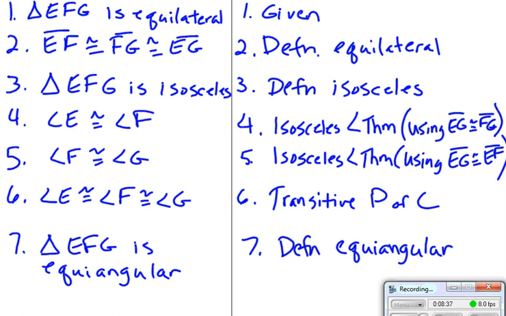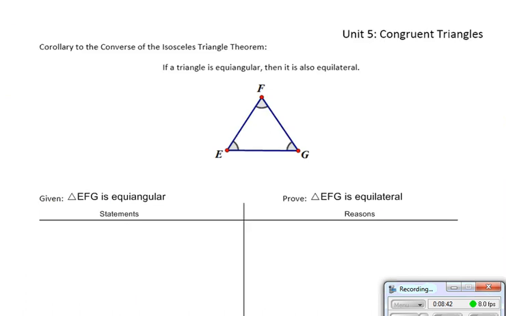Again, I want you to think of a converse. If we're going to do the converse, we need to flip things around again. So the corollary to our converse would read, if a triangle is equiangular, then it's also equilateral. See if you can do this proof on your own. Stop the video, give this a good shot, and then turn the video back on and compare it to mine.